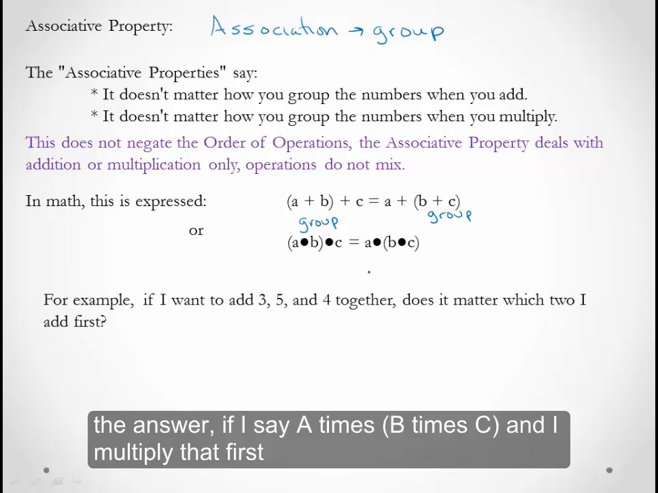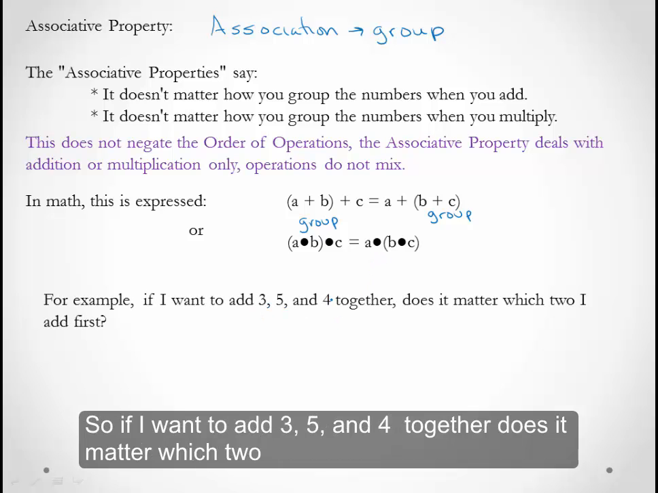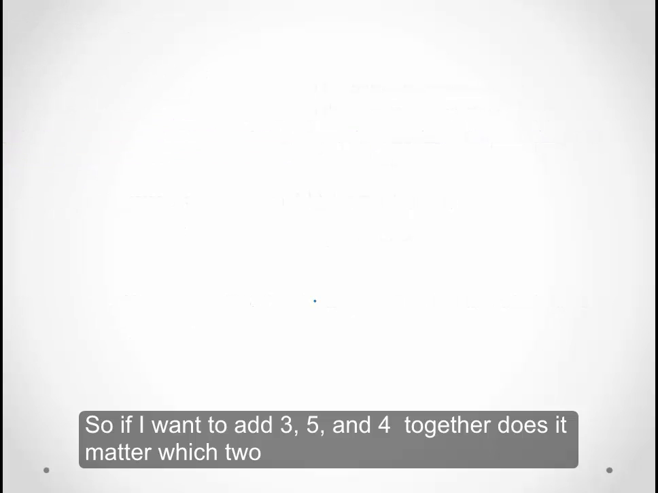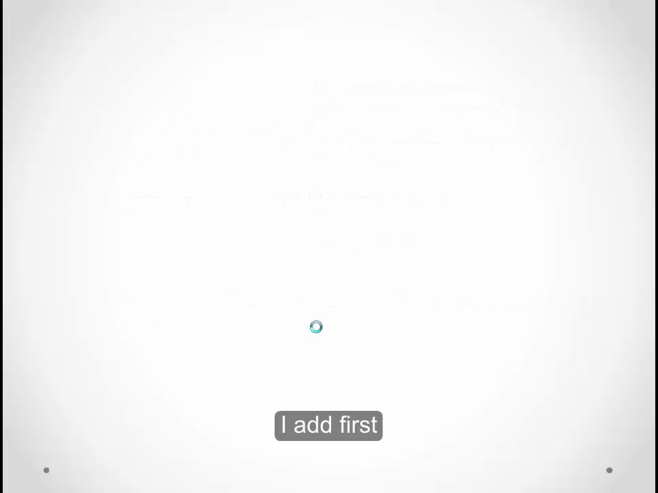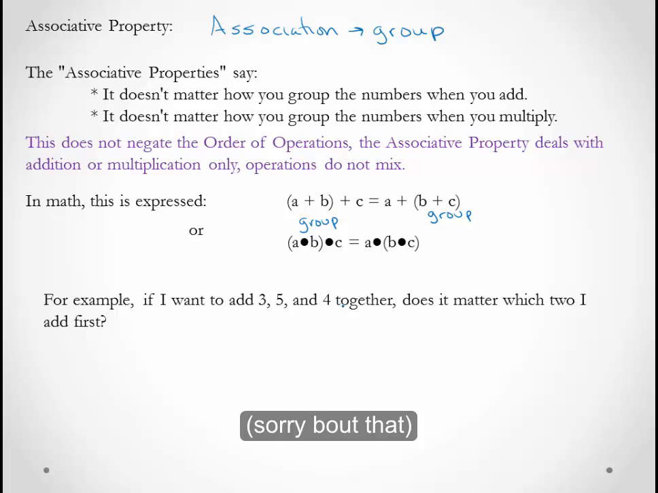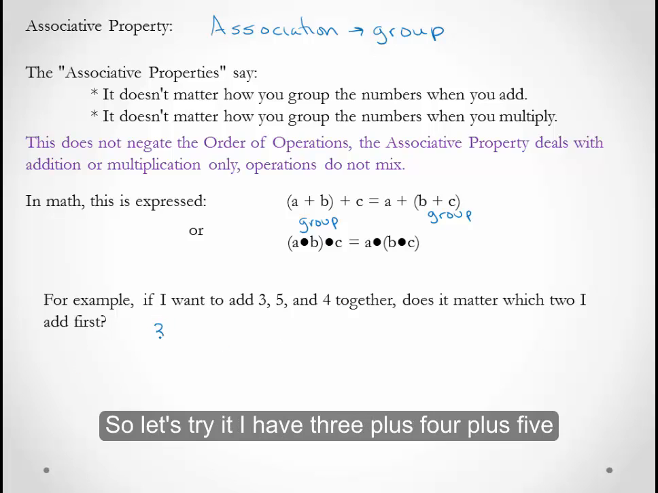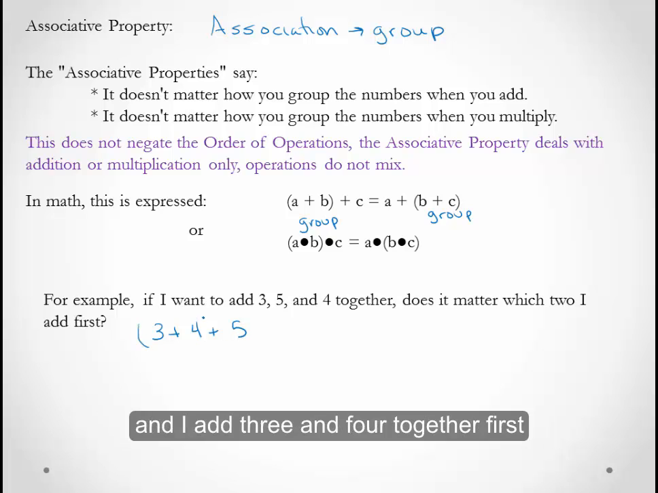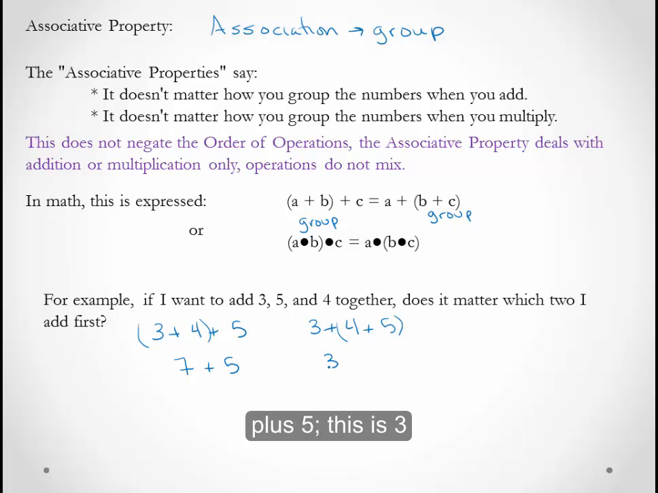So if I want to add 3, 5, and 4 together, does it matter which two I add first? So let's try it. If I have 3 plus 4 plus 5, and I add 3 and 4 together first, or 4 and 5 together first. This is 7 plus 5. This is 3 plus 9, and they both equal 12.